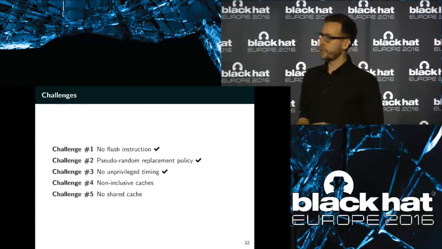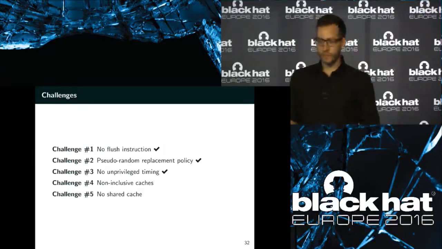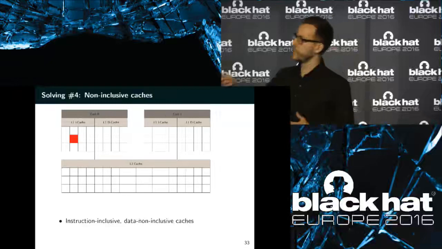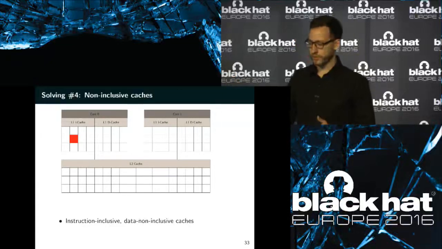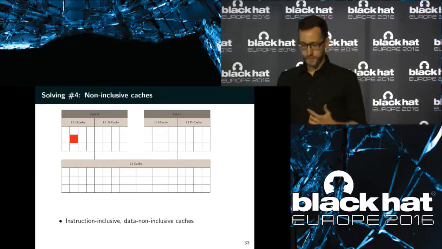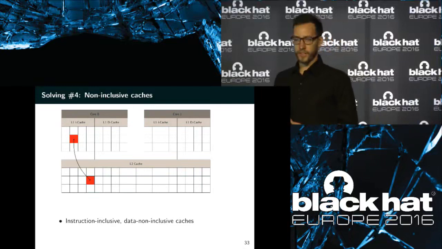So the next thing that we have to take care of, and this is probably one of the hardest challenges, is that we have non-inclusive caches. Because in this scenario, the victim process is running on core 0, and an address is loaded in its first level instruction cache. And our attacking process is running on core 1. And this cache is, for instance, instruction inclusive and data non-inclusive. And this means that the data from the instruction cache here has also to be in the last level cache.